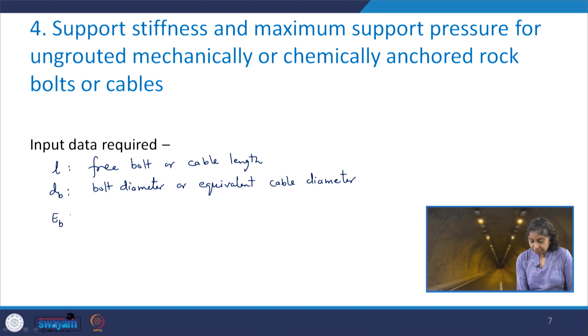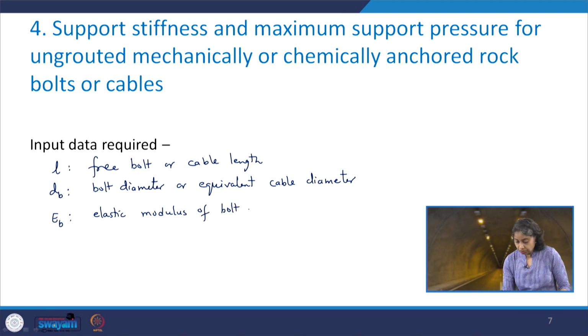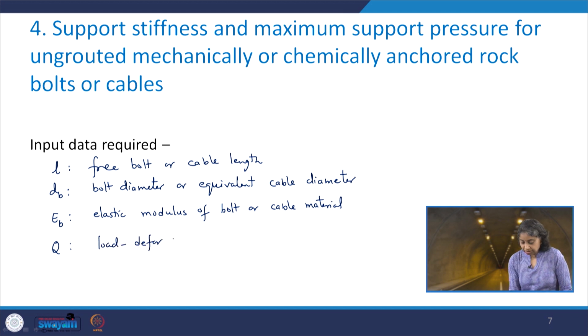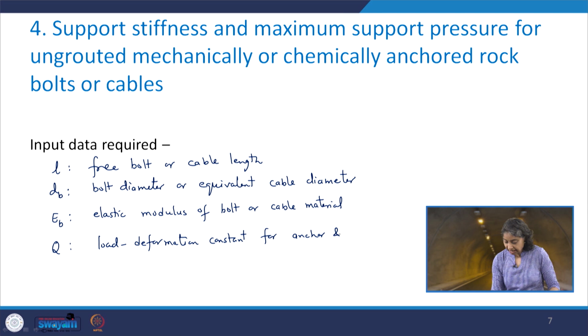We have EB, which is the elastic modulus of bolt or cable material. Then we have capital Q, which is the load deformation constant for anchor and head.